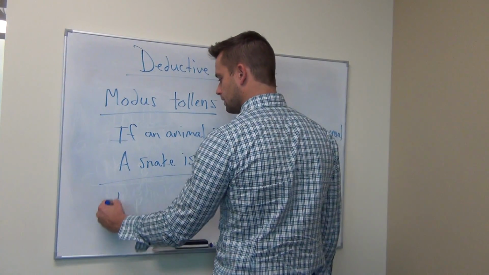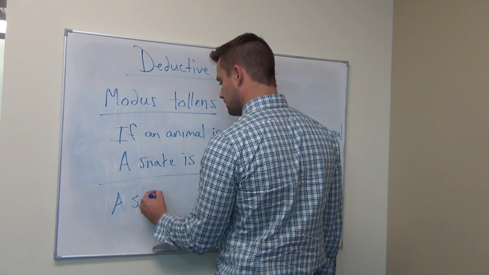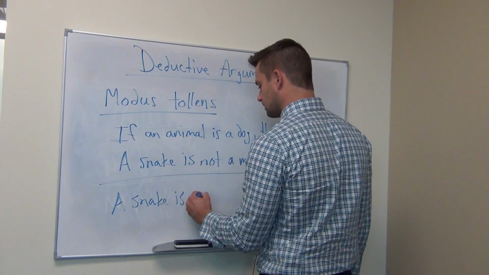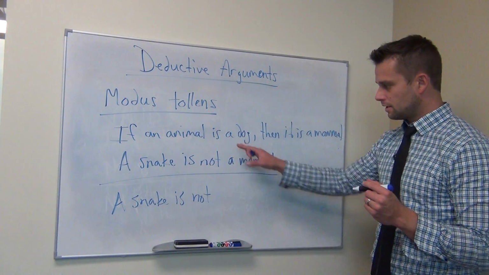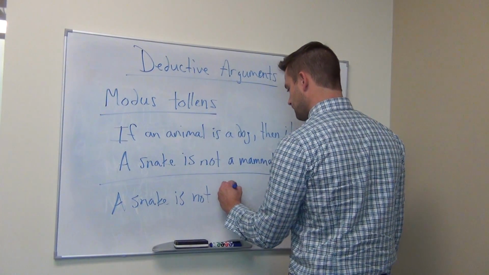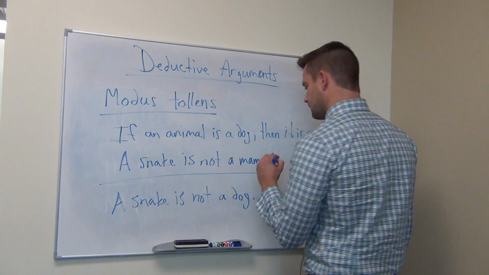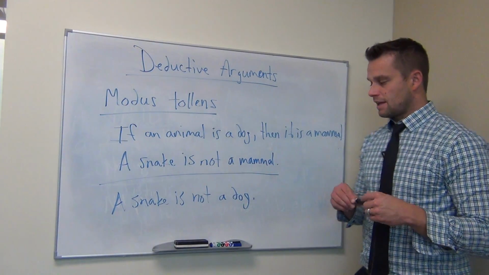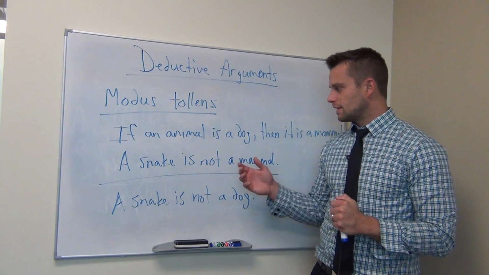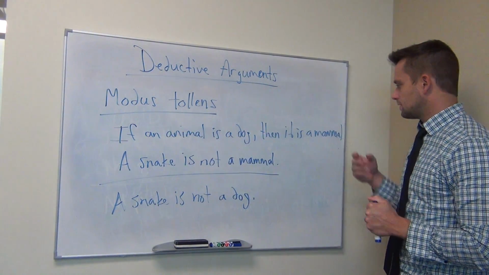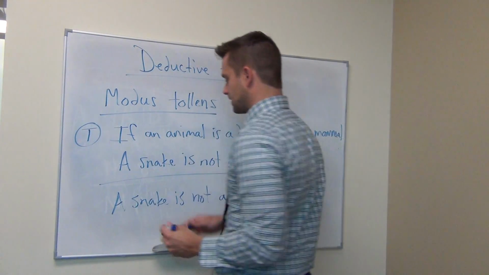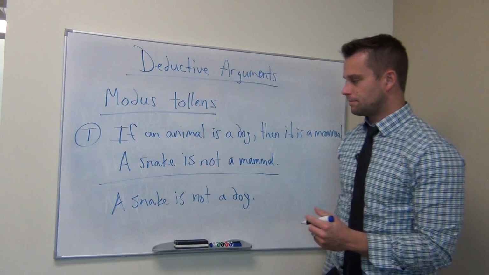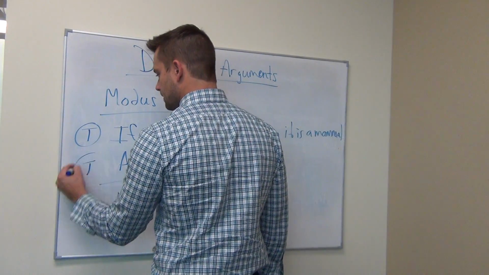Therefore, a snake is not what? A dog. So this is a valid argument form called modus tollens. And let's look at this. If an animal is a dog, then it is a mammal. That's a true statement. A snake is not a mammal. That is also a true statement.